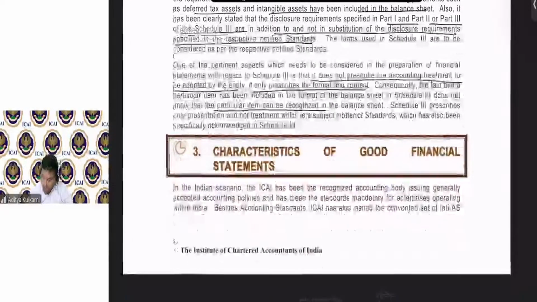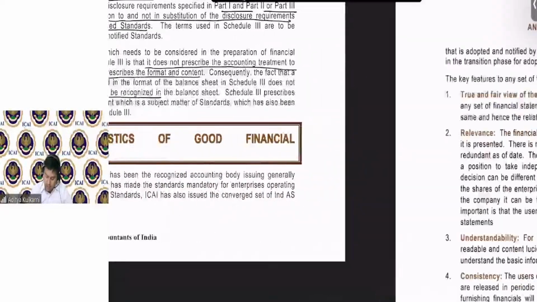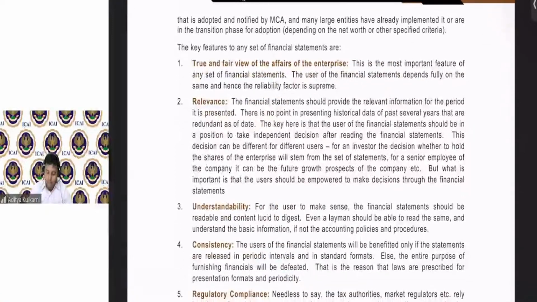Coming to the characteristics of good financial statements, what is the requirement? The first one is a true and fair view of the affairs. It must speak for the business. There should not be a wide deviation between what is presented and the actual affairs of the business. That includes not only profit and loss items; a true and fair view could also mean account balances as at a particular date.